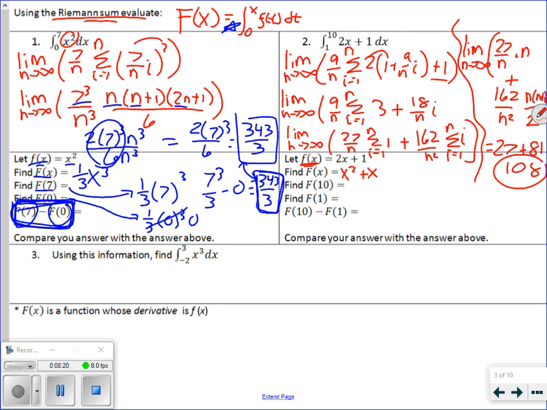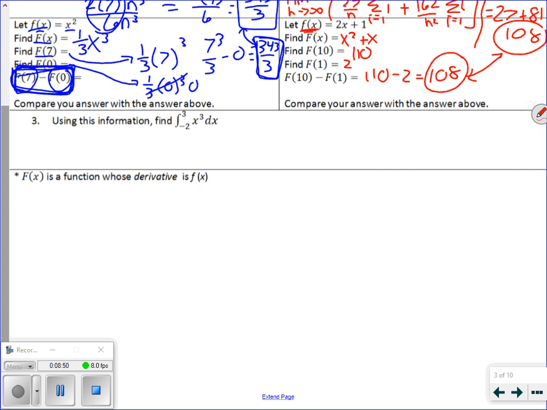If I plug 10 into that, that's 10 squared plus 10, which is 110. And if I plug 1 into that, that's 1 plus 1, which is 2. If I take that difference, I get 108. So that's leading to something here. Finding the area underneath the curve between 2 points is just finding the antiderivative and subtracting the lower bound from the upper bound.